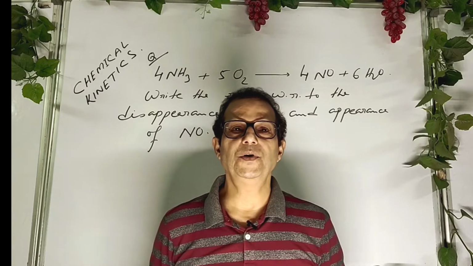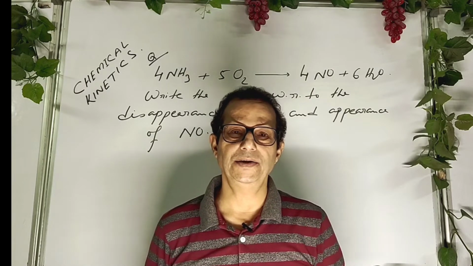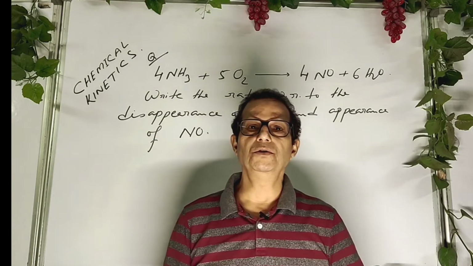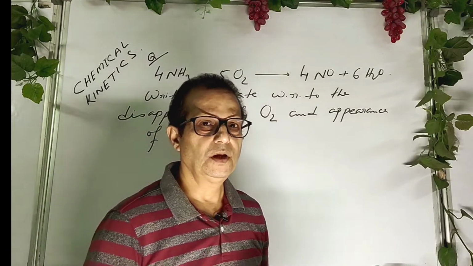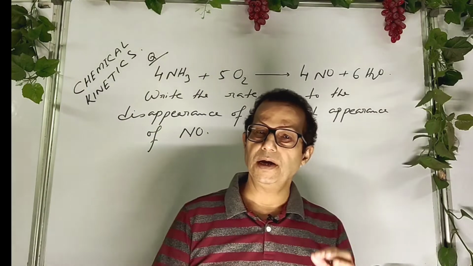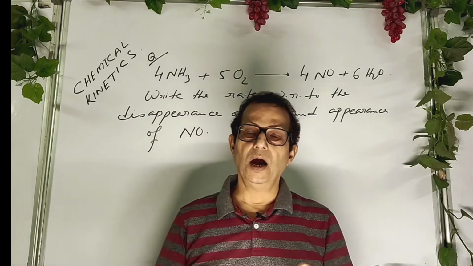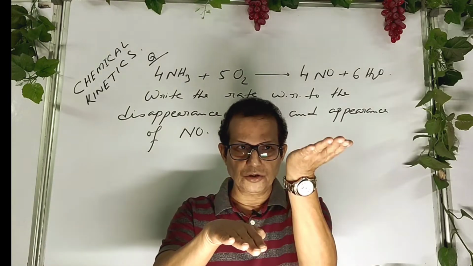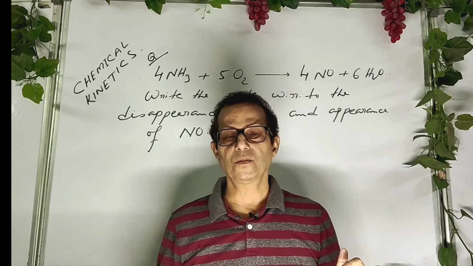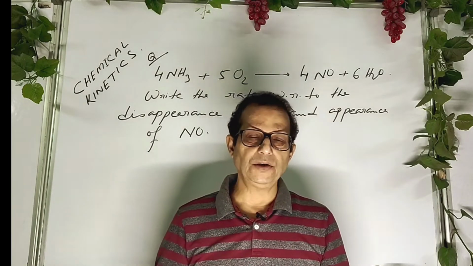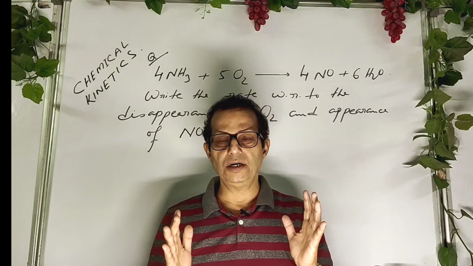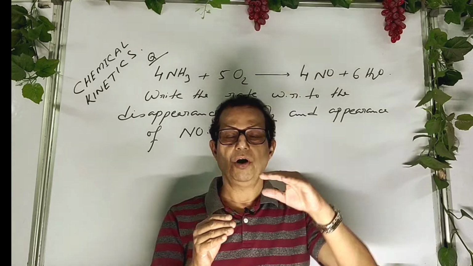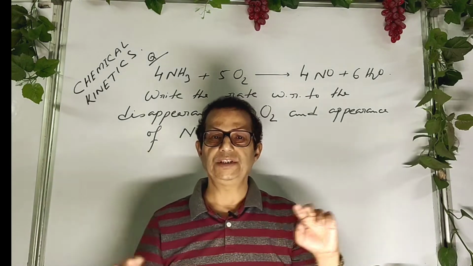Today I am going to deliver a lecture on the chapter Chemical Kinetics. Please do watch till the end. Now listen, whenever a reaction takes place, the concentration of reactant decreases and the concentration of product increases. That's why the rate or speed of a reaction is considered as change of concentration of reactant or product with change in time.